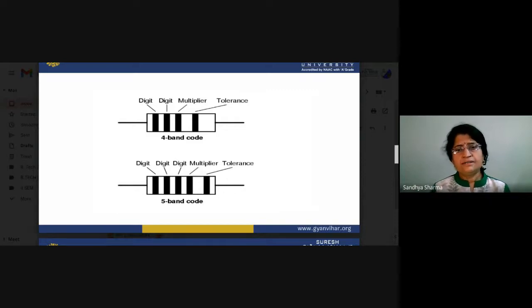You can also see that there is a 4 band code, and there is also a 5 band code in which the first 3 strips work as digits. In the 4 band code, the first 2 strips work as a number and the third works as a multiplier. But if we are working with the 5 band code, the first 3 strips are used as digits, the fourth one is used as a multiplier, and the last, fifth one is used as a tolerance.